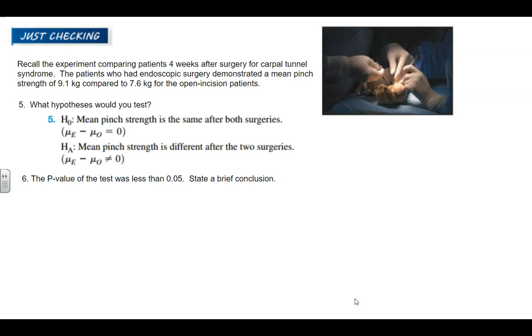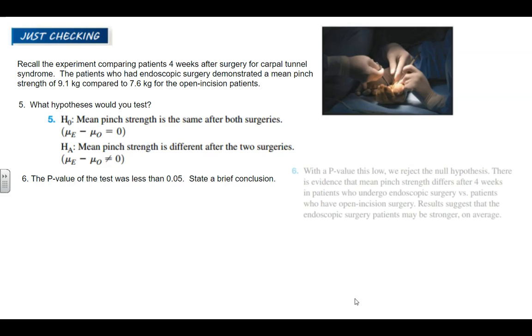So the p-value of this test, if we perform it given that null and alternative in number 5, was less than 0.05. So if that was the case, with an alpha level of 0.05 at least, we would reject the null hypothesis. So we would state there is evidence that the mean pinch strength differs after 4 weeks in patients who undergo both surgeries. Results suggest that endoscopic surgery may be stronger on average.